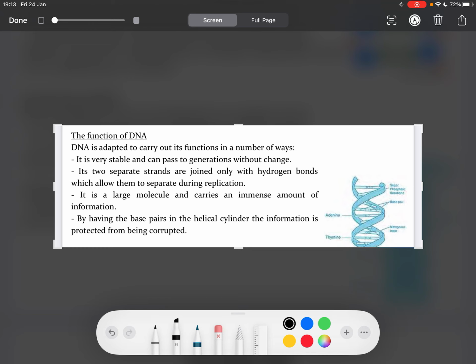DNA basically has lots of functions, and DNA is adapted to carry out its functions in a number of ways. First of all, it's very stable and can pass to generations without change. Number 2, its 2 separate strands are joined only with hydrogen bonds, which allow them to separate during replication. Number 3, it's a large molecule and carries an immense amount of information. 4, by having the base pairs in the helical cylinder, the information is protected from being corrupted. These are basically the adaptations of the DNA. But let me ask you another question. Do you know what the functions of the DNA are?